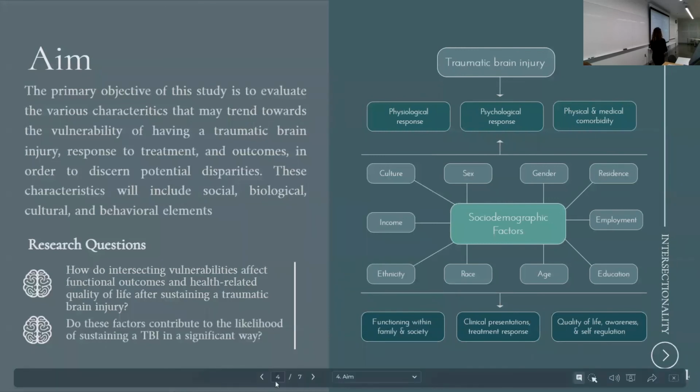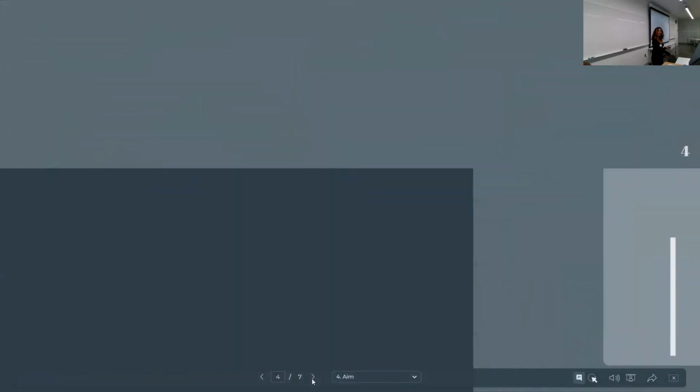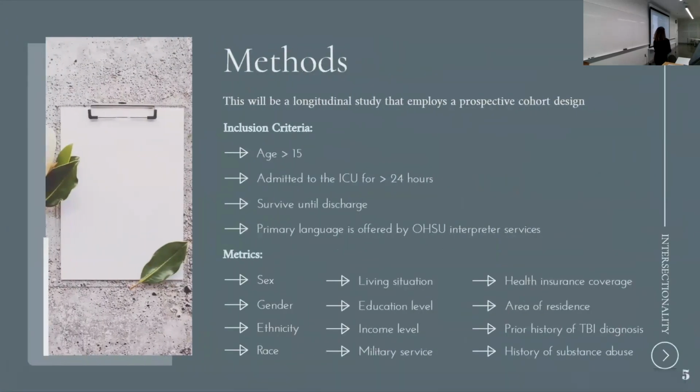Let's do this, please. So to do this, we are employing a prospective cohort design in which participants who are admitted to OHSU diagnosed with a traumatic brain injury, and that meet our inclusion criteria will be enrolled. This will be a longitudinal study in which participants will be followed for 12 months following hospital discharge. So here's our inclusion criteria.